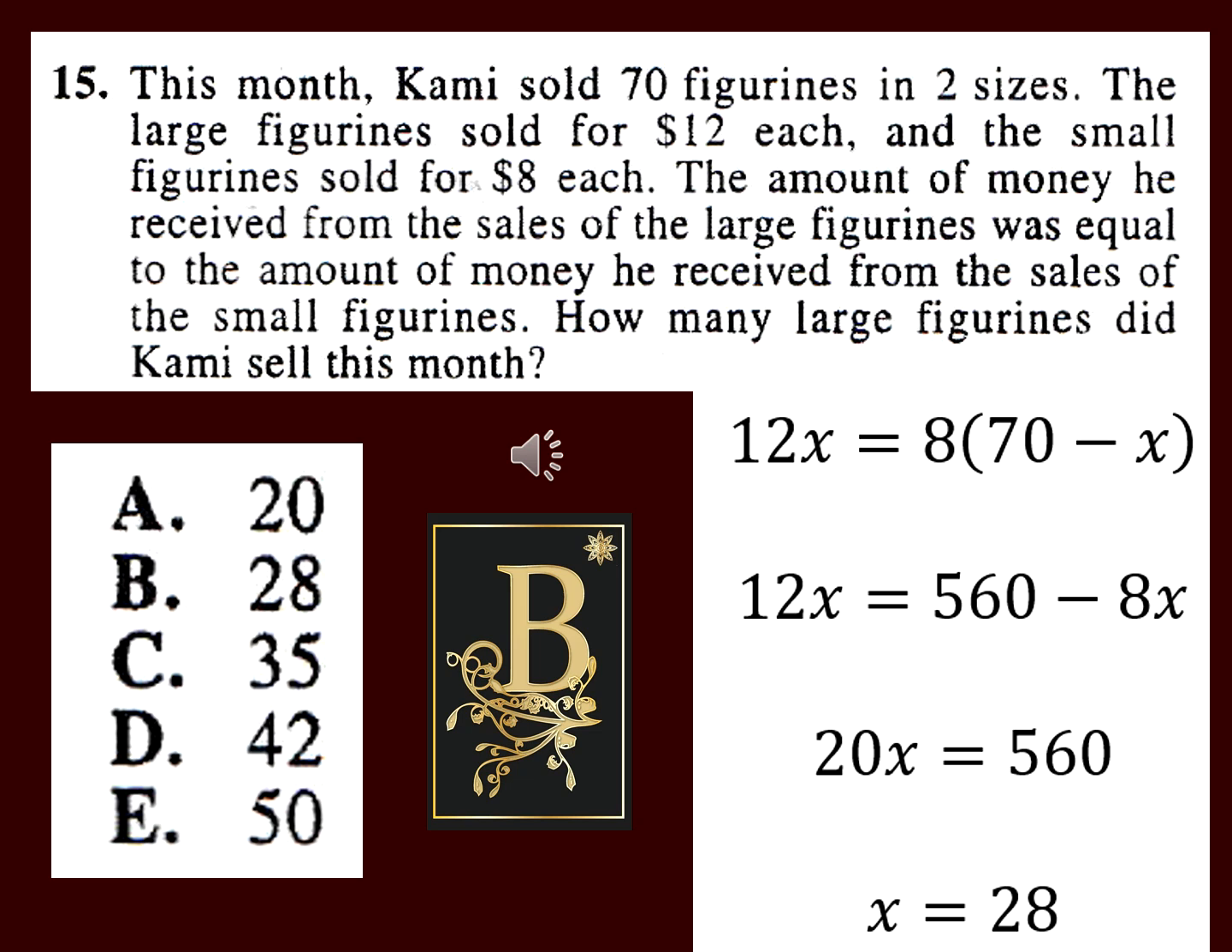So 12X equals 8 times 70 minus X. I distribute out the parentheses, I get all my X's on one side, and I divide. Turns out the answer is 28, and 28 is choice B.